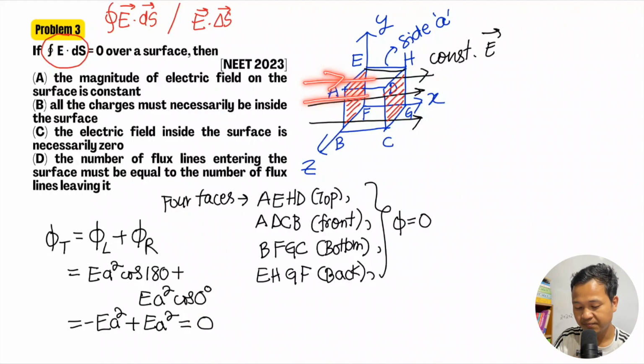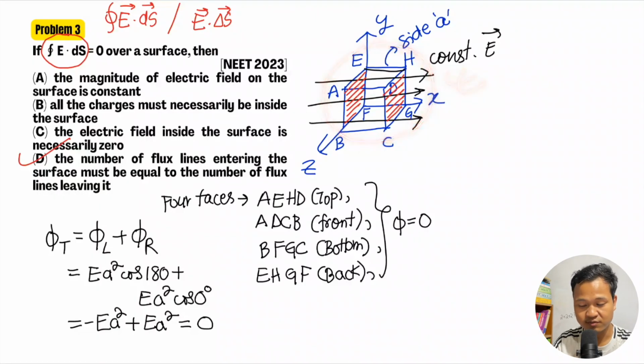Another way of saying this: observe the electric field lines. Whatever electric field lines go into the closed surface, every electric line that is going into the closed surface will come out. In every case the flux is 0. So I'll tell you the answer directly: the number of flux lines entering the surface must be equal to the number of flux lines leaving it. In that case the flux will be 0.